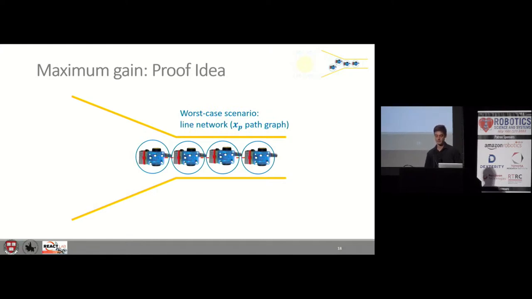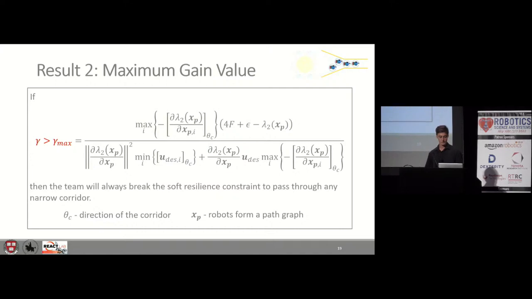We find the algebraic connectivity of this path graph formation and the resultant control vector that will look to try to improve the resilience. We compare this to the desired input pushing the robots the other way and choose a gain such that the desired input is greater than the resilience input. The maximum gain value that we derive is shown here, and we show it to be directly proportional to the resilience threshold and inversely proportional to the desired input.